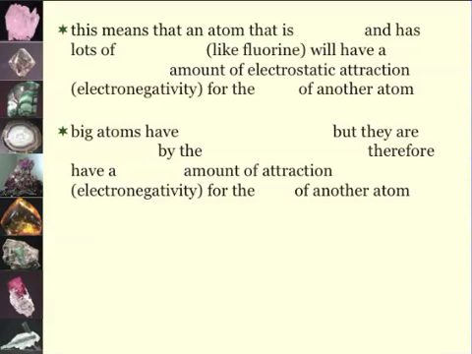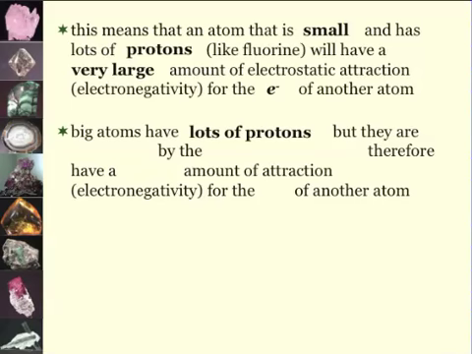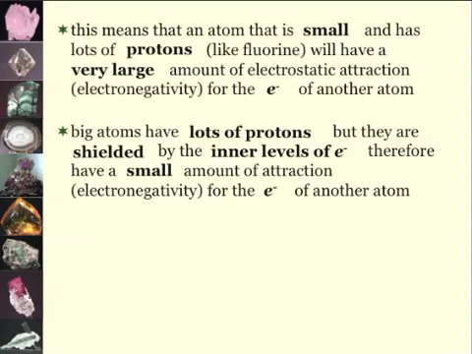Alright, so again, still dealing with electronegativity. This means that an atom that is small has lots of protons, like fluorine, and it will have a very large amount of electrostatic attraction, or electronegativity, to the electrons of another atom. Okay? Big atoms have lots of protons, but they're shielded by the inner levels of their electrons. Therefore, they have a small amount of attraction, or electronegativity, for the electrons of another atom.